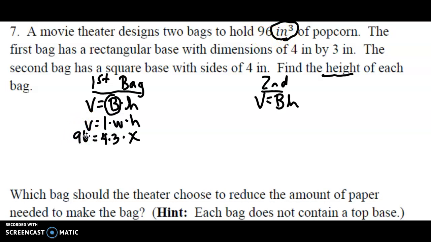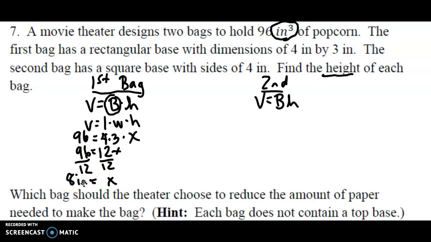And you're going to solve this equation. 96 equals 4 times 3 is 12, 12x. Divide by 12. X is going to equal 8 inches.